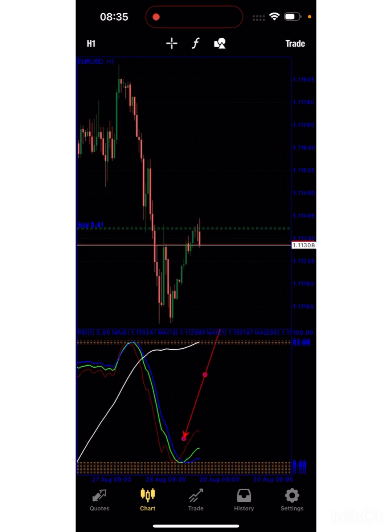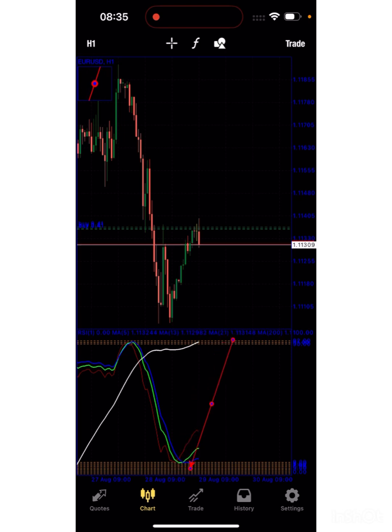This is the reason why I bought this trade. You can see that the market already reached this area right here, which is a strong buy. Okay, guys, you can even use this strategy to find the opportunities.